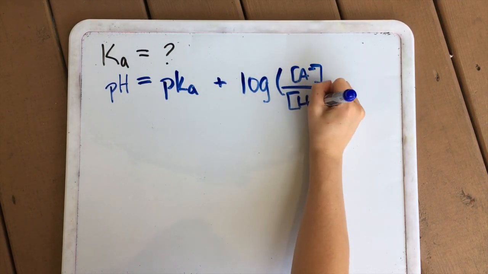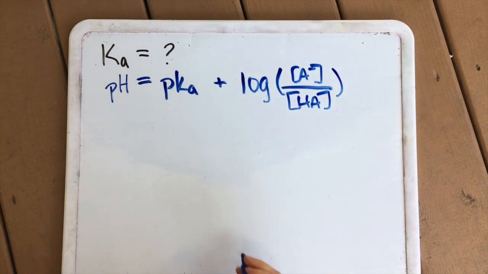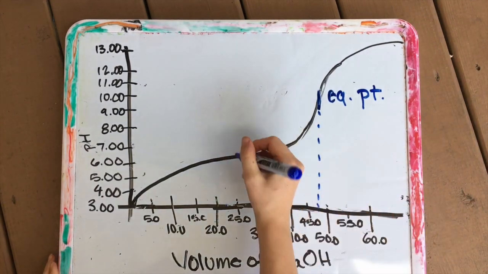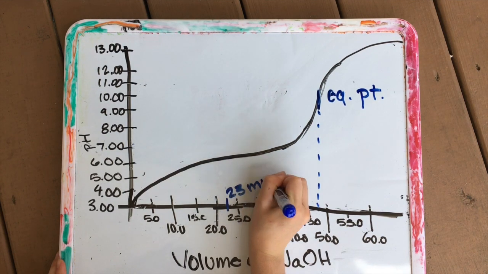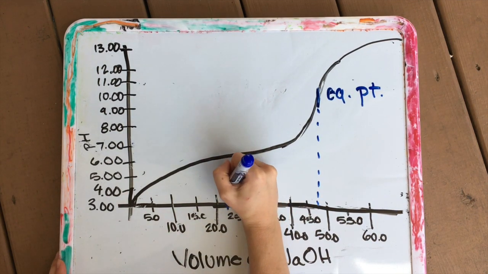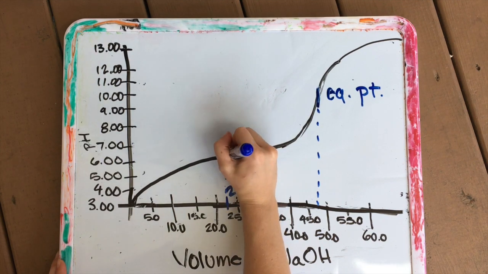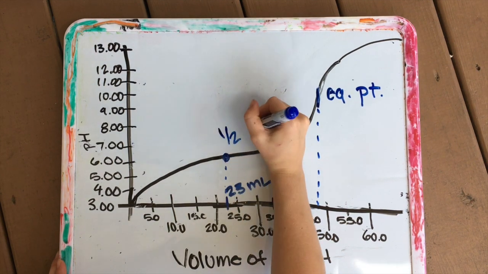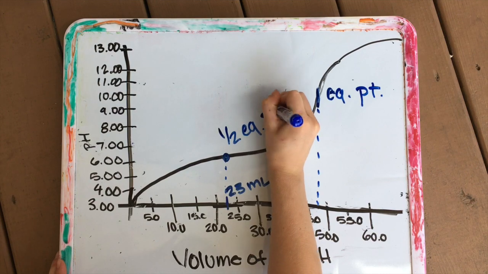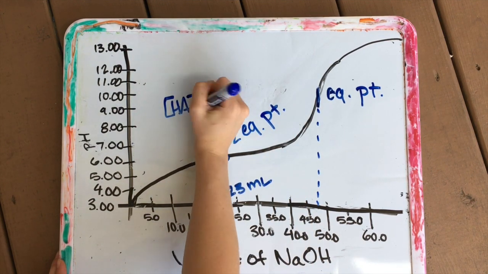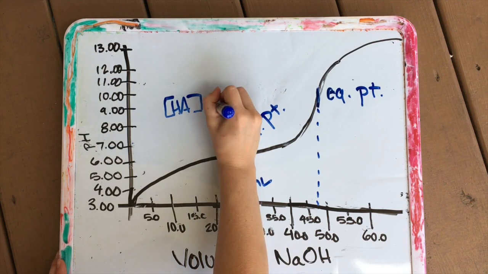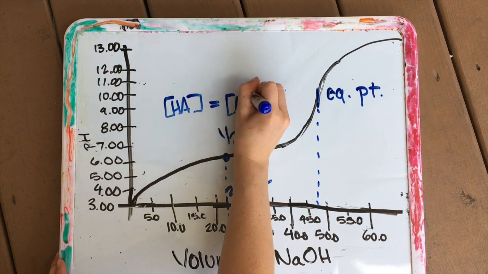And when we look at our titration curve, which will come up in a moment, we know that all the space in between the equivalence point and the beginning of the titration is the buffer region. Specifically, we're going to look at the 23 milliliters mark, which is the half equivalence point. At this point, the concentration of the weak acid is equal to the concentration of the conjugate base.